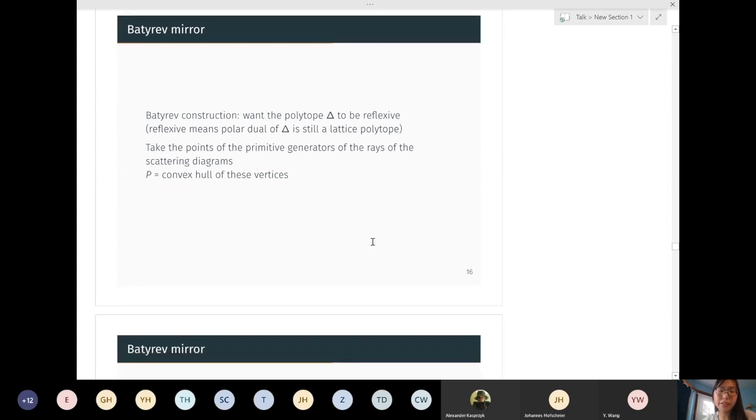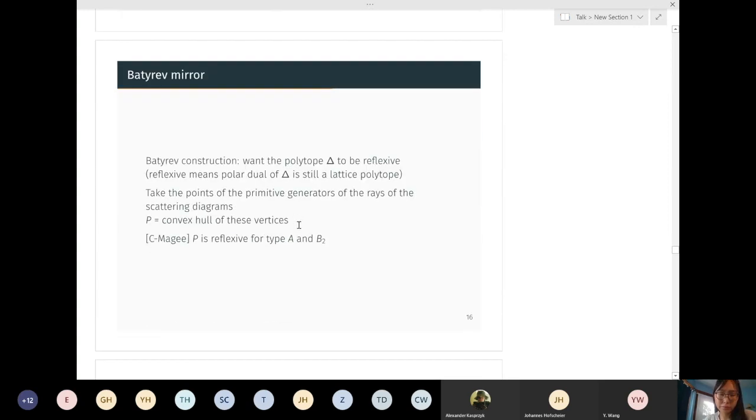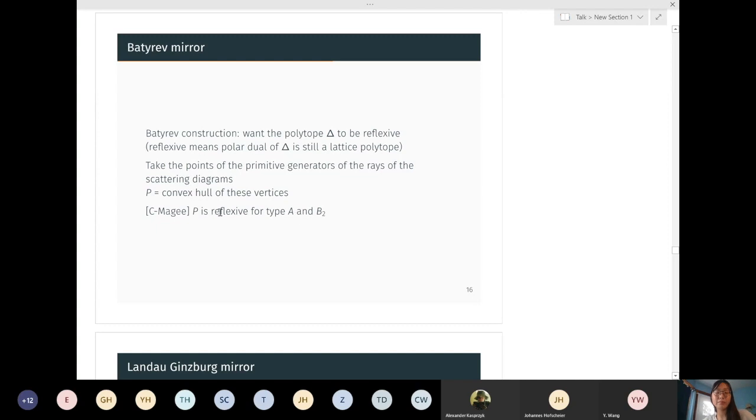The very naive thing, actually, when we start this project, is it's just like the A2 and B2 case. We just take the primitive generators of the rays, and then we look at them as points, and then we consider the convex hull of those vertices. And then we show, with Magee, that this naive guess, this polytope, is reflexive only for type A2 and B2.